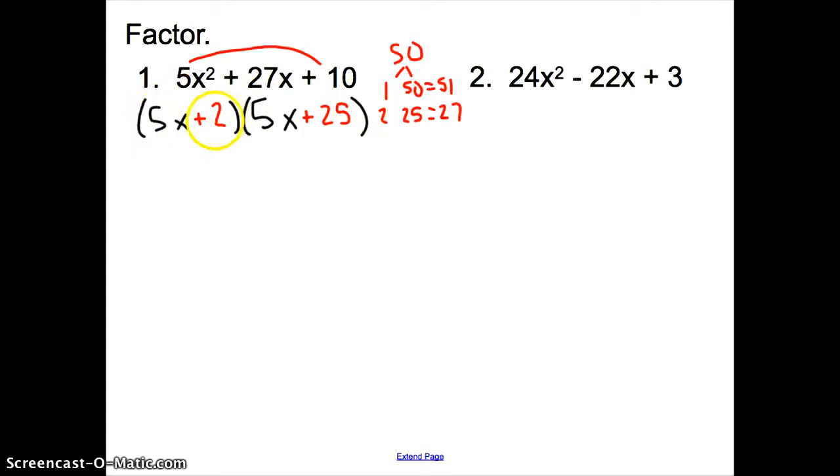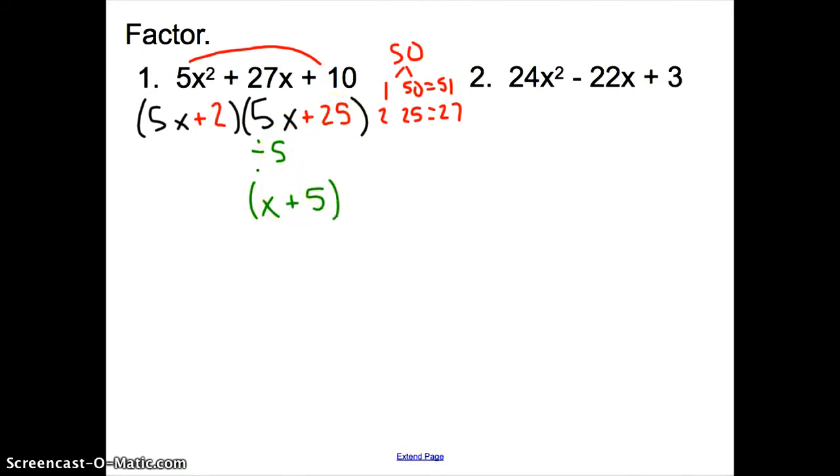Can I divide out a 5 here? No, I can't. But can I divide out a 5 here and there? Yes, I can. So I divide out that 5. So now I'm left with 5x divided by 5 is x. 25 divided by 5 is plus 5.